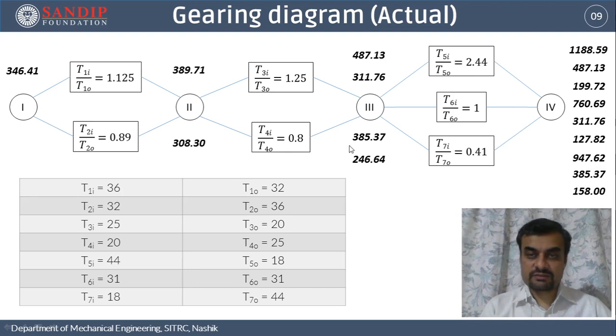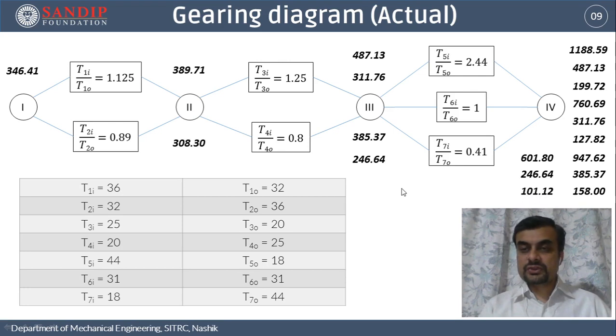And lastly, if the third shaft is spinning at 246.64 rpm and I engage these gear pairs one by one, I will get 3 more speeds. So these are the 12 actual output speeds which I got on the 4th shaft.